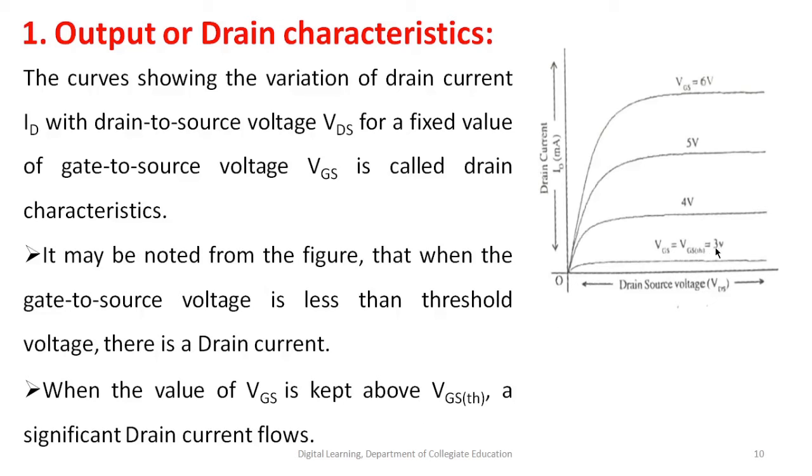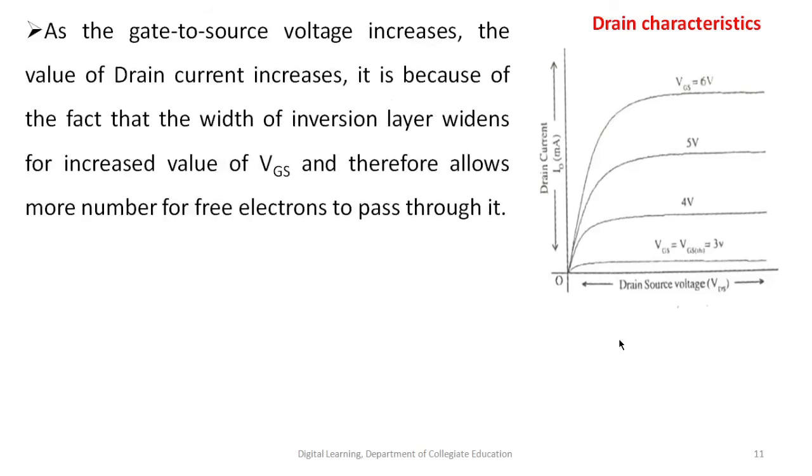Here 3 volt is the threshold gate to source voltage. Further increasing the gate to source voltage beyond this threshold voltage, a significant drain current flows. We can observe here the drain current increasing, here also the drain current increasing. After increasing the gate to source voltage, there is an increase in drain current. As the gate to source voltage increases, the value of drain current also increases.